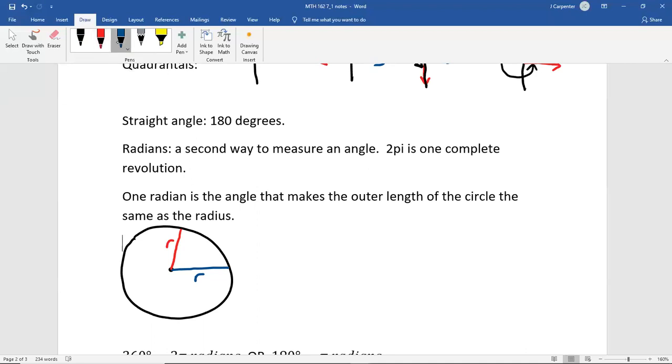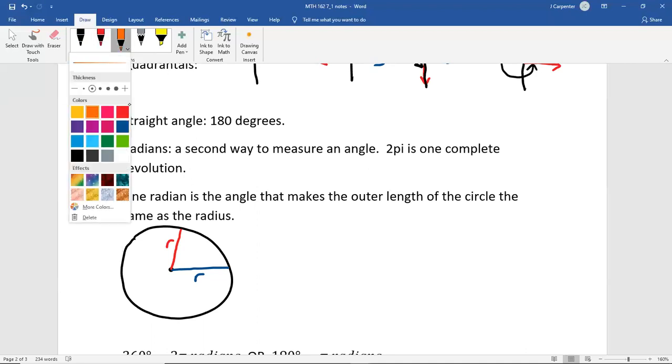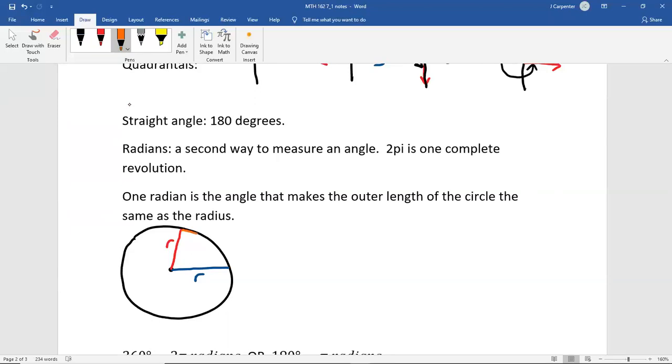So in, let's go with orange, this distance, this curvy, this bendy distance right here, this arc is actually the official name. This arc is exactly the same as the radius. So in other words, if this blue distance was 5, the red distance would be forced to be 5, and a radian is this specific angle so that the distance along this arc would also be 5.